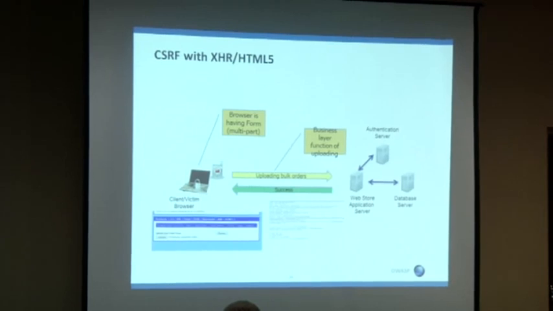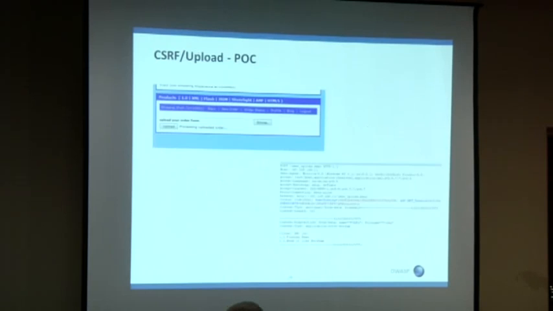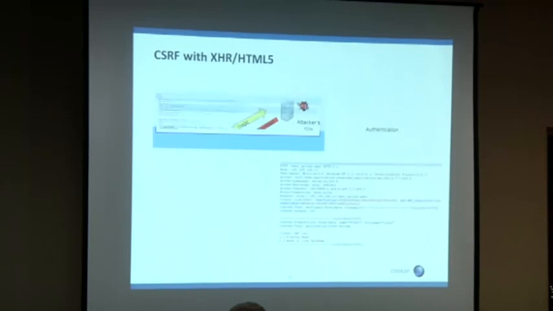Another interesting thing is that with XHR, you can generate a multi-part request as well, which is usually generated when you do an upload. So for example, you have a functionality like this where you're uploading a file. You click upload, and your bulk order gets uploaded and you get a success message. When you send this request, it looks like this. This is a multi-part request. Multi-part form, you have a boundary, and then your request goes through.